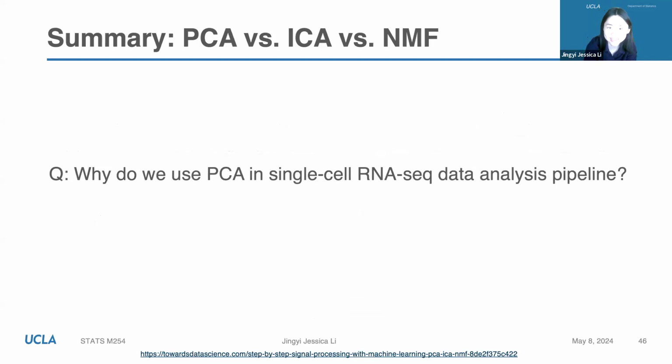So this was my last question I placed at the end of the lecture. Why do we use PCA in the single cell RNA-seq data analysis pipeline? And I think Eric's question was also related to this. So maybe before we wrap up this part, I want a volunteer to answer this question, just to restate or summarize what we have said so far using your own words, your own understanding. Why do we use PCA in single cell RNA-seq data analysis? For what purpose? If you can just use one sentence to say the purpose.